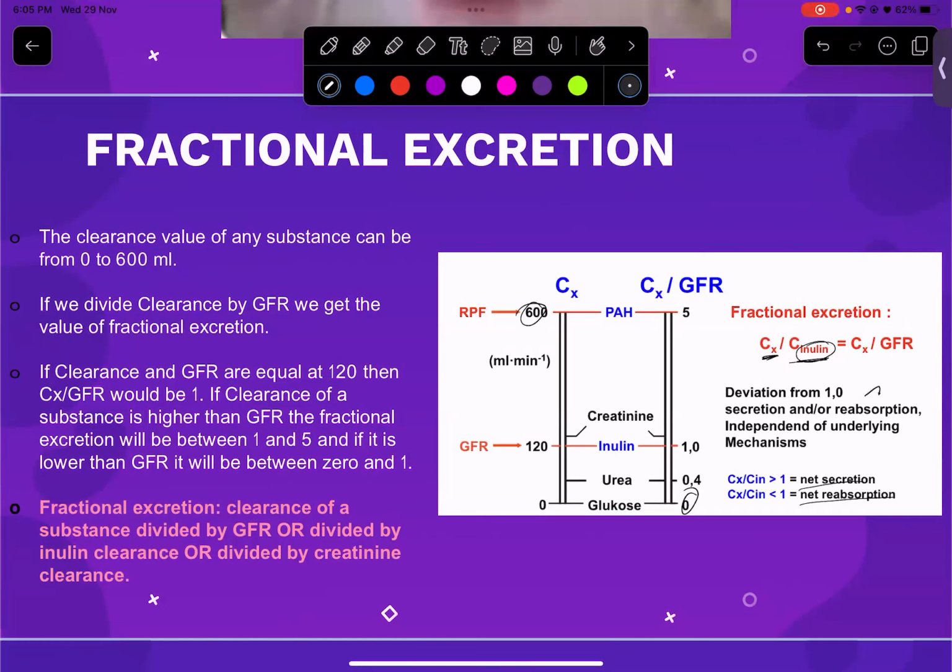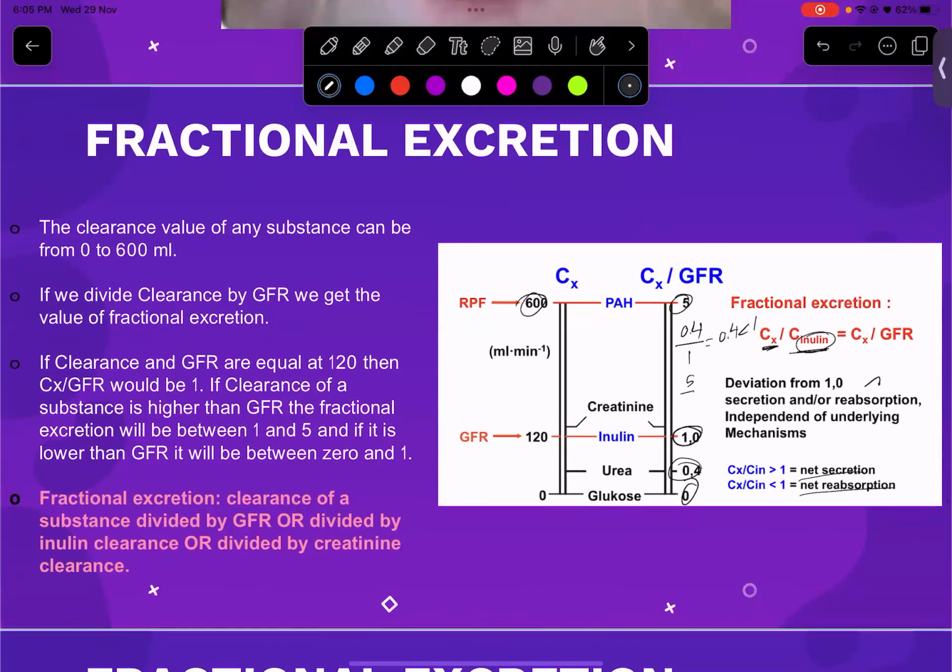For example, let's say you're checking for urea, and the clearance of urea is 0.4, while the clearance of inulin is 1. So 0.4 over 1 is 0.4, and 0.4 is less than 1. So we can say that there has been net reabsorption. On the other hand, if we talk about aminohippuric acid, which is 5, divided by 1, which is basically inulin, which is GFR, it gives us 5. And 5 is greater than 1, and therefore, we could say that there is a net secretion.